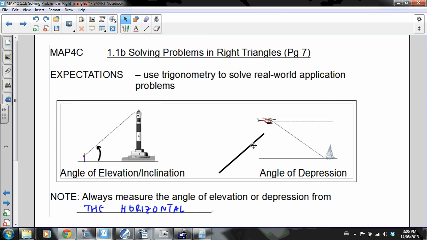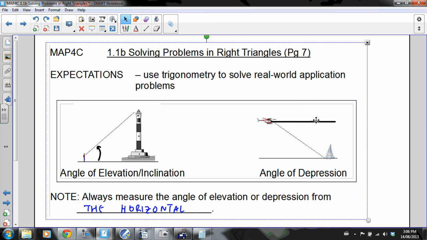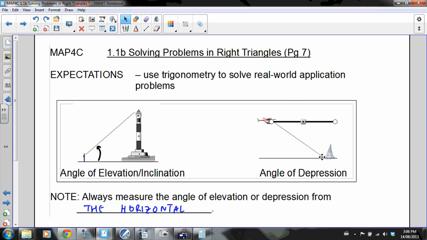Similarly, if I was in the helicopter and I'm looking at a sailboat out at sea, the angle of depression, looking down, that's depressed, right? Your head goes down. The angle swept out there, that's the angle of depression. This one right here. Always from the horizontal. So that right there, that's the angle of depression.